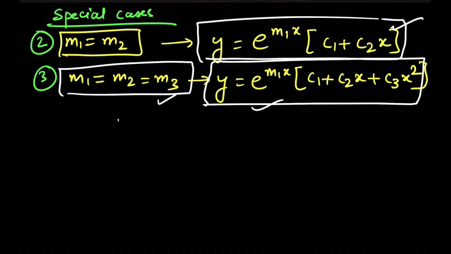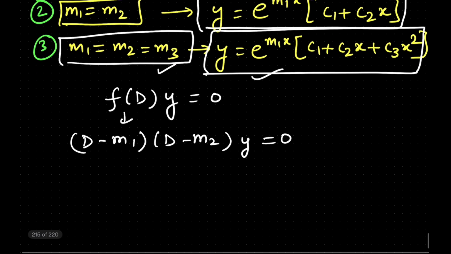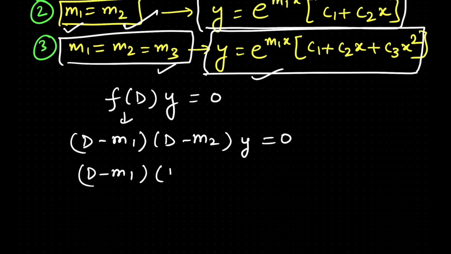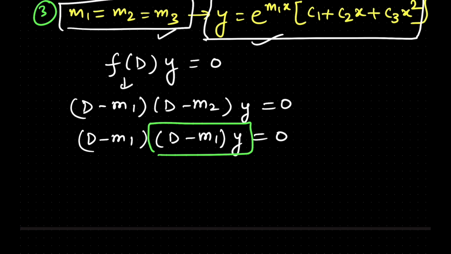We had our equation as f(D) into y is equal to 0. This f(D) can be written as D minus m1 into D minus m2. So we are splitting this. Now m1 and m2 are the same, and we are solving the first case. So D minus m1, we can replace m2 by m1. Now what we will do is assume this part as z. So we will take D minus m1 into y is equal to z.